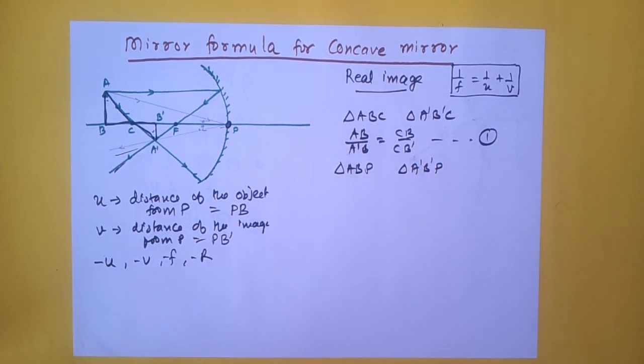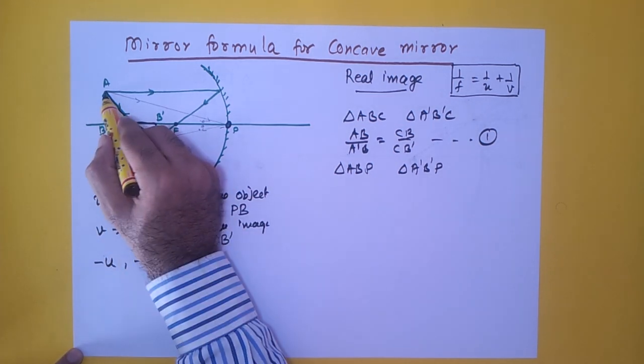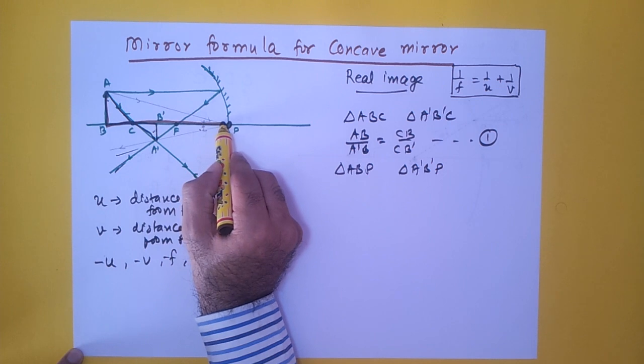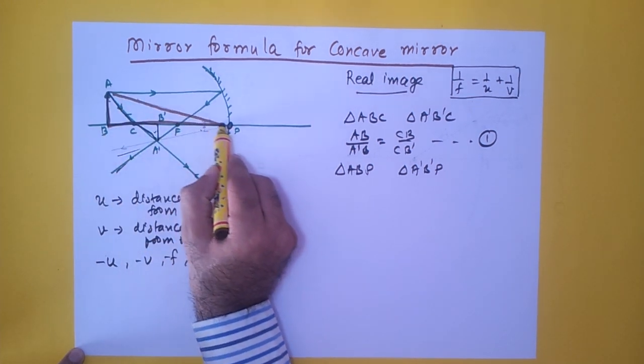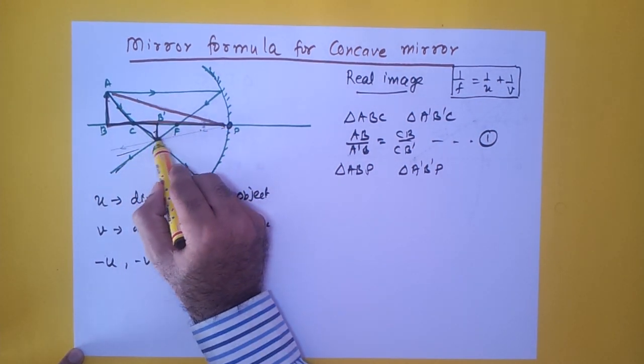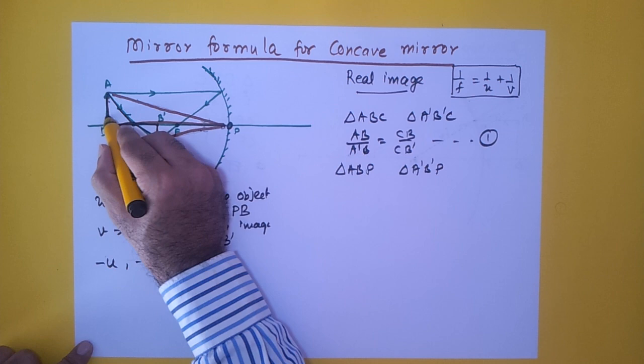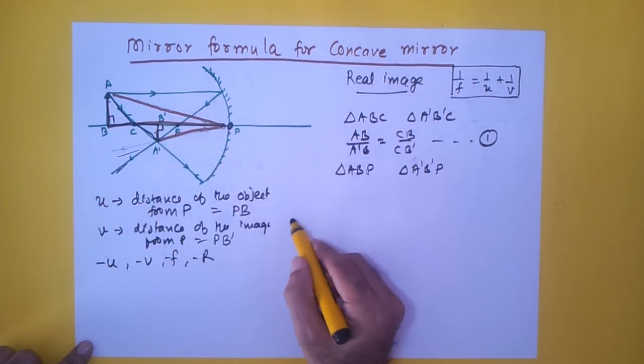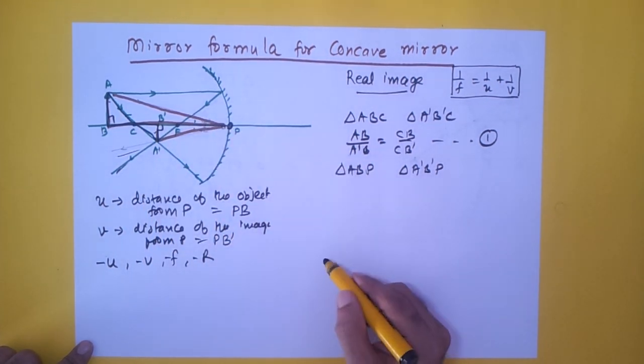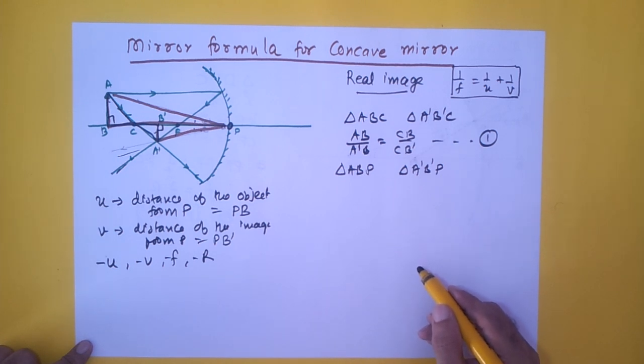So the triangle that I'm referring to over here is triangle ABP. That means I'm referring to this triangle ABP, and the other triangle I'm referring to is this one shown in brown. These are the two triangles I'm referring to. Again, these two triangles are similar because you have a 90 degree right angle over here. These two angles are equal, so the third angle will also be equal, and therefore they are similar.